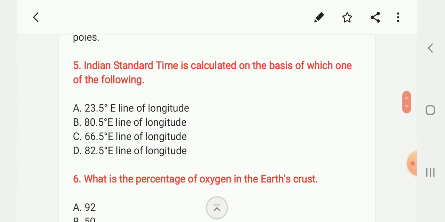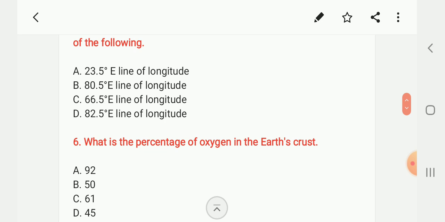Question number 6. What is the percentage of oxygen in the Earth's crust? Option A, 92; B, 50; C, 61; D, 45. The correct answer is D, 45. There is 45 percent.